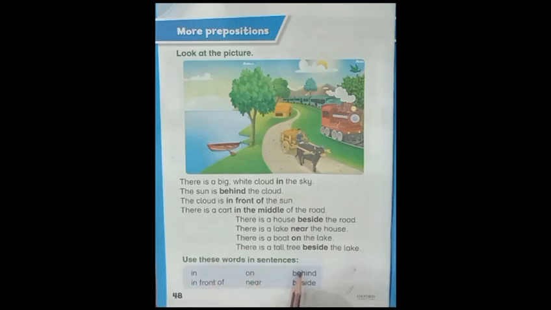Behind. You can say the cat is behind the sofa. In front of. Here you can also say that my friend is standing in front of me. Near. You can say there is a house near the market, and that is my friend's house. Beside. You can say there is a tree beside my house.